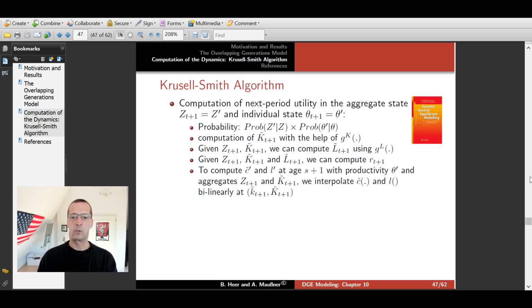One extra point that I would like to mention: next period consumption c' and labor supply l' need to be computed at individual productivity theta' and aggregate states Z_{t+1} and K_{t+1}. Now we do not have the value of the next period policy function for all values of the aggregate capital stock K_{t+1} and individual wealth lowercase k_{t+1}. So what we need to do is use the tabulated values and use interpolation, and because we have two variables, two grids, one over the individual wealth and one over aggregate wealth, we need to use bilinear interpolation. You may also use bicubic interpolation. We have chosen the simplest one here in our case, bilinear interpolation.